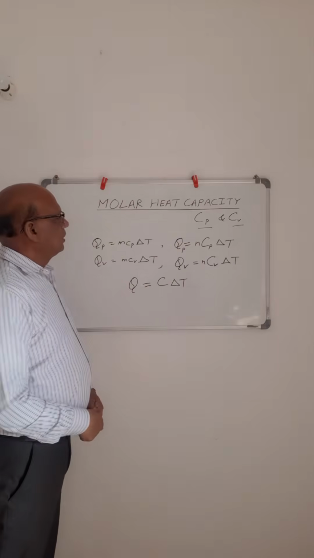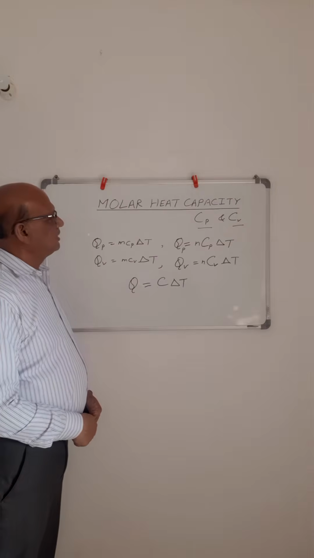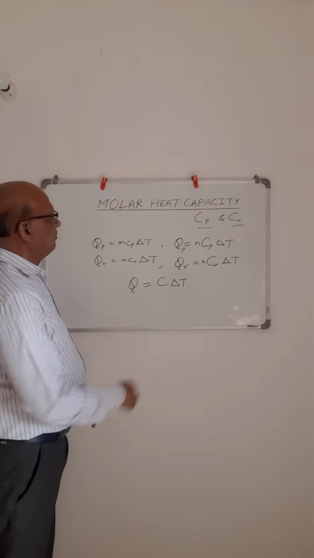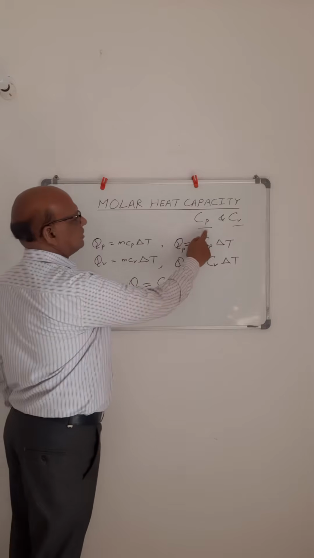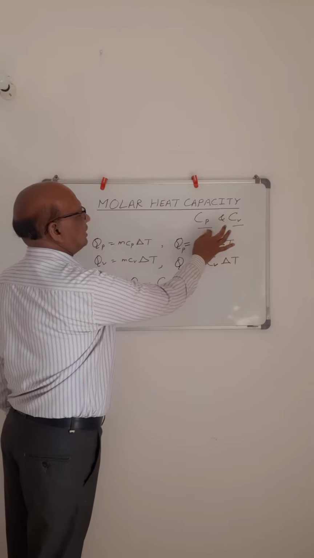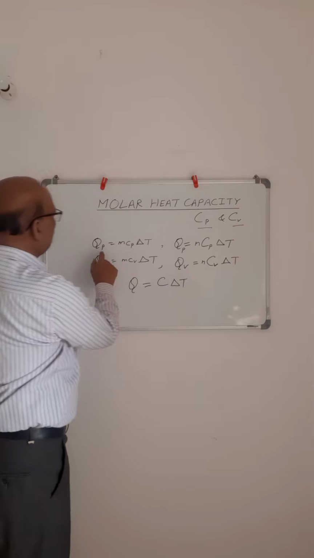Good morning, बच्चों। आज हम जो टॉपिक डिस्कस करने जा रहे हैं वो है मोलर हीट कैपेसिटी। ये थर्मोडायनेमिक्स में इसका काफ़ी यूज होता है। यहाँ पे हमने कुछ टर्म्स लिखे हुए हैं, capital Cp and capital Cv. Actually these are the molar heat capacities at constant pressure and at constant volume.